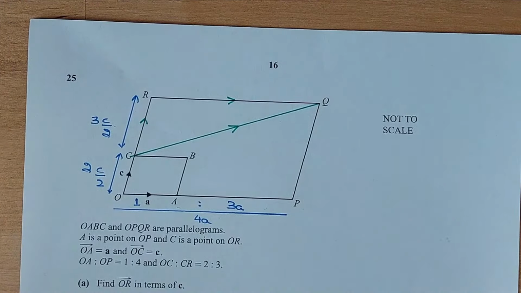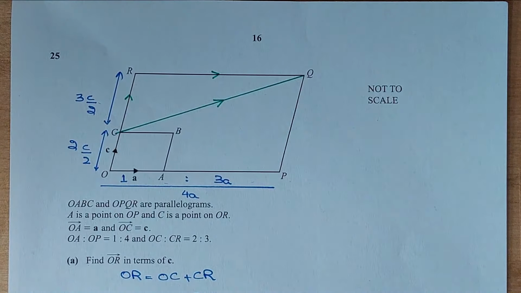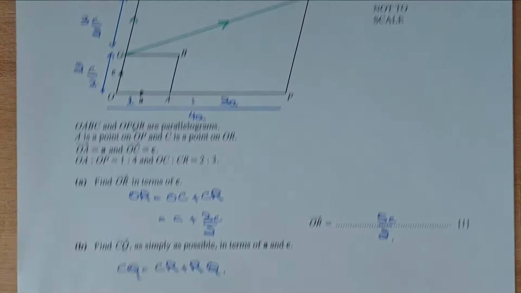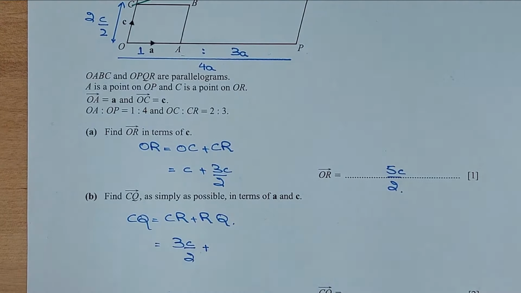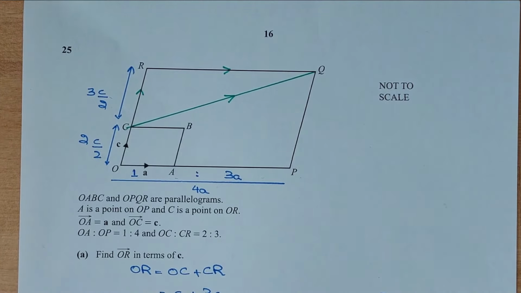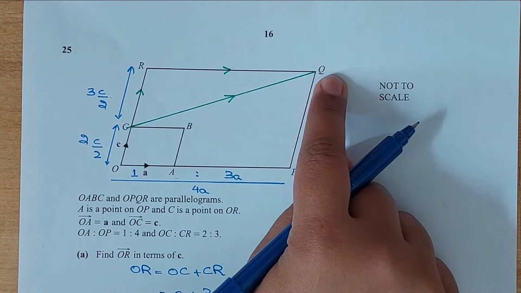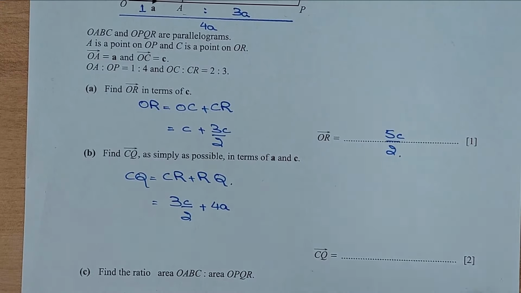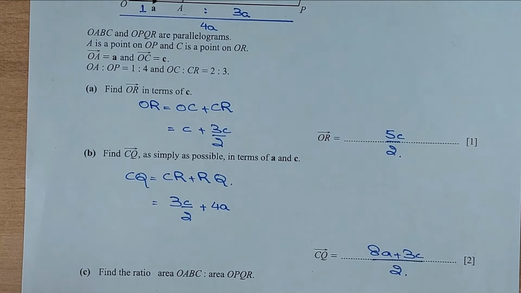Okay, so what is CR? So as you can see, we have OC and CR. CR is 3c by 2. Okay, so CR is 3c by 2. This is equal to 3c by 2 plus RQ. Okay, since OPQR is a parallelogram, opposite sides have the same length. So if OP is 4a, then RQ is also 4a. So this is equal to plus 4a. So the answer is going to be 8a plus 3c divided by 2. That is equal to CQ.